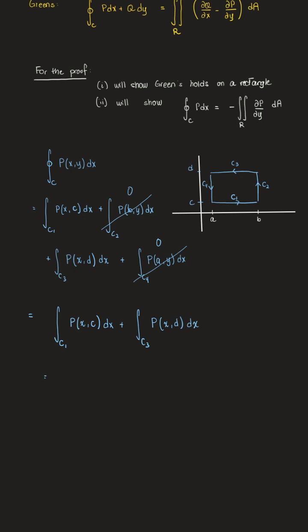But notice that on C1, if we integrate from left to right, x varies from a to b. So that's the integral from a to b of P(x, c) dx. And on C3, because the curve is oriented in the counterclockwise direction, x varies from b to a, in the opposite direction. So I'm going to write the limits of integration there from b to a, and we know here that y is fixed at d.